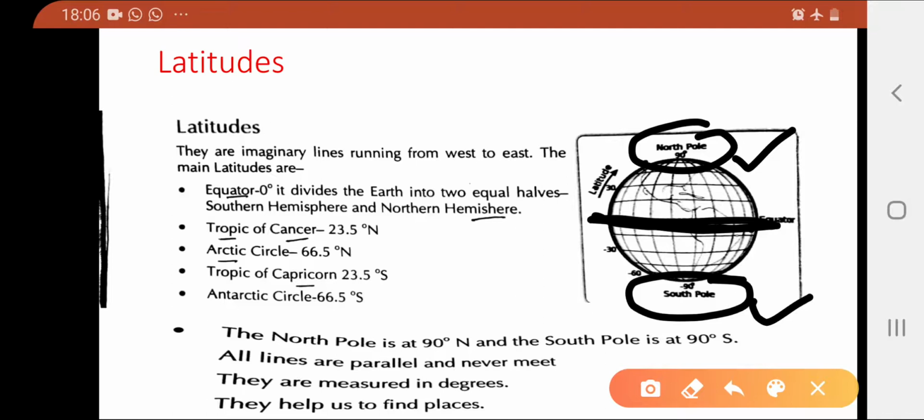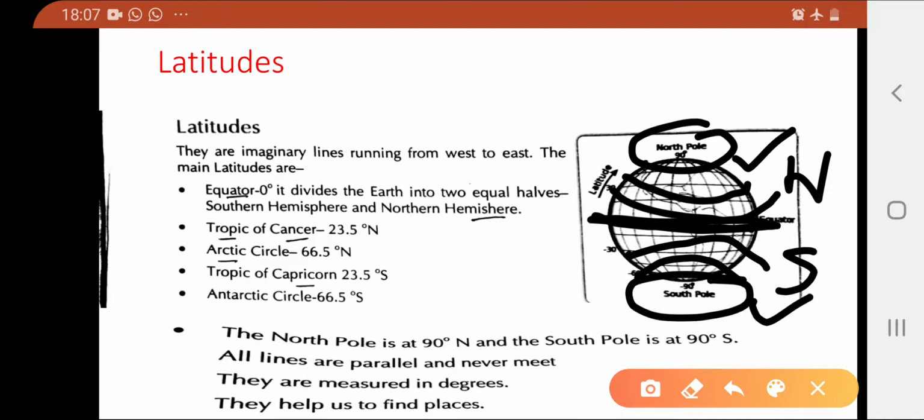In the north part, the Tropic of Cancer is there and the Arctic Circle is there. The Tropic of Cancer is somewhere here at 23 degrees north, and the Arctic Circle is somewhere here at 66.5 degrees north. And in the southern hemisphere, the Tropic of Capricorn and the Antarctic Circle are there somewhere here and here, right, children? So here is the south one, and here is the north one.